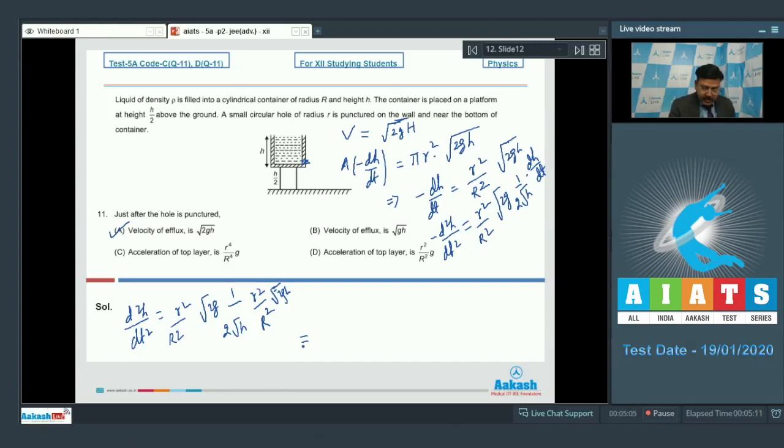This is coming out to be equal to small r to the power 4 by capital R to the power 4, and this is simply g. So this will be the acceleration of the top layer, and if you look at the options, well, this is matching with option C. So option C is correct for question 11, option D is incorrect. Let's go to the next question now.